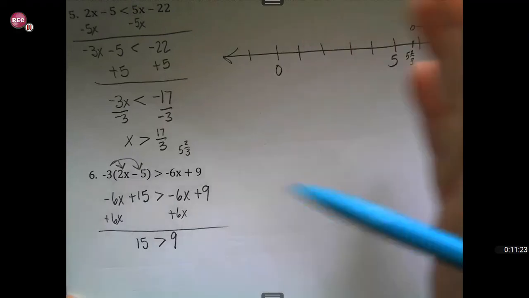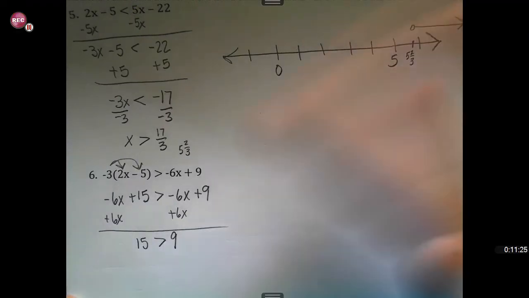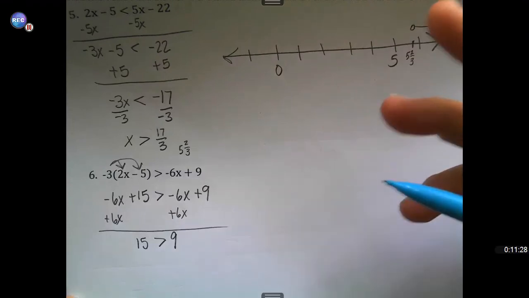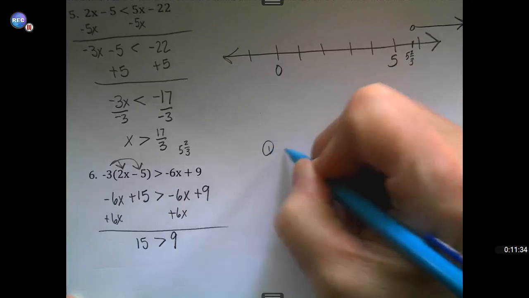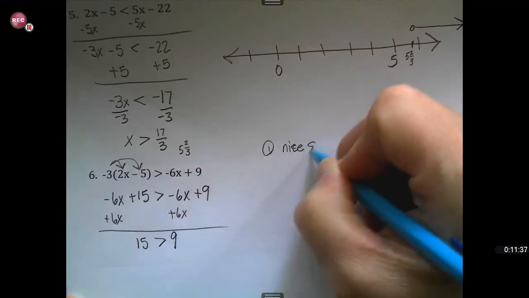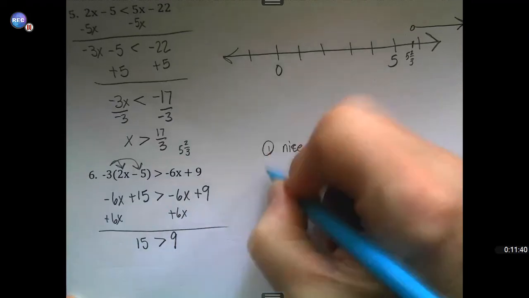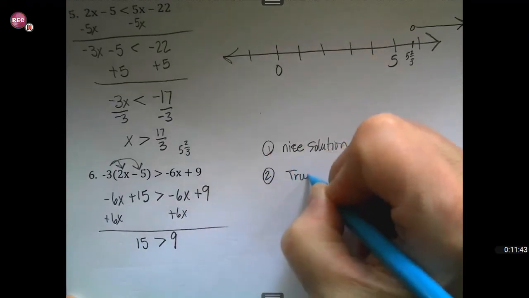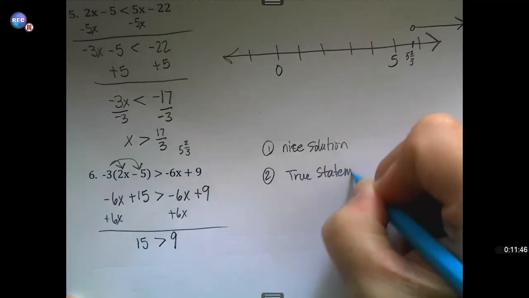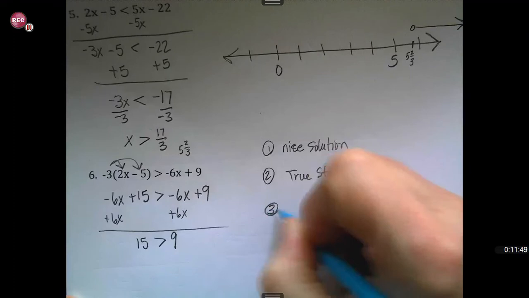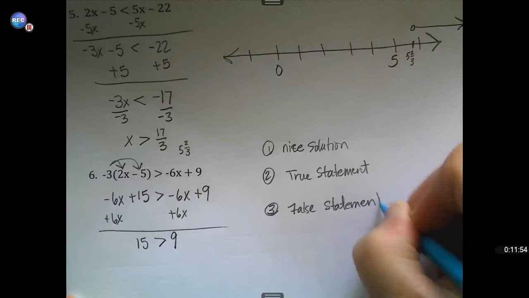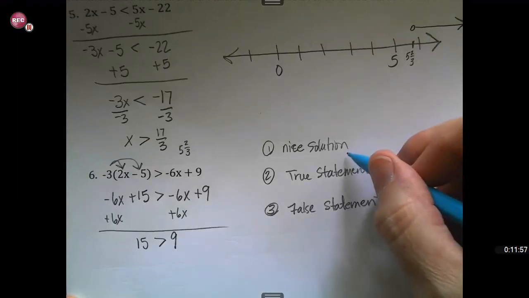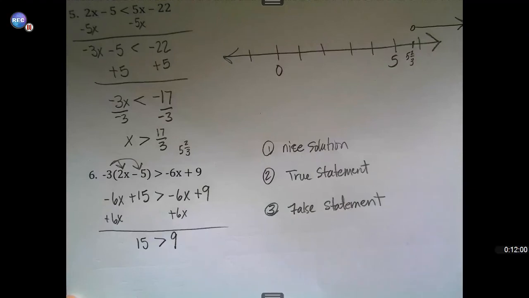Remember the 3 things that can happen when we solve an equation, which has an equal sign. The same 3 things happen here. The first thing is we get a nice solution, or what we think is a nice solution. The second thing that can happen is we get a true statement. The third thing that can happen is we get a false statement. And of course, if the first thing happens and we get a nice solution, like the previous 5 examples, then all is well with the world and we go on about our business.